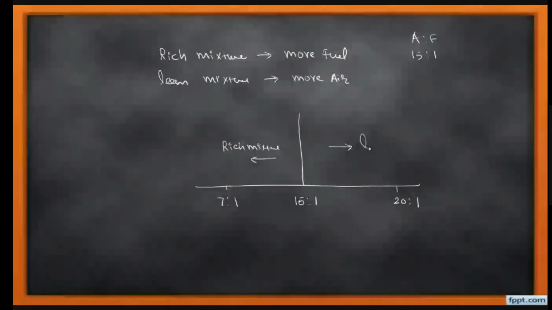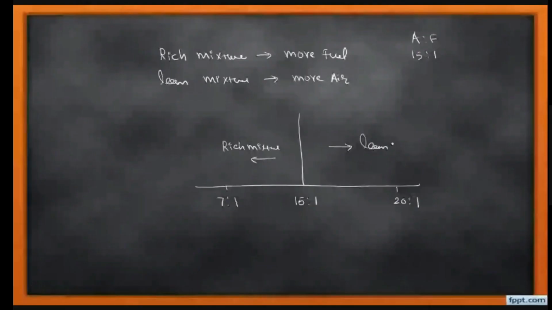We can also go with the relative fuel to air ratio, which is indicated by phi. So phi is 1 for the stoichiometric condition. If you go over here, then phi is less than 1, and here phi is greater than 1. Thank you students for attending this lecture.